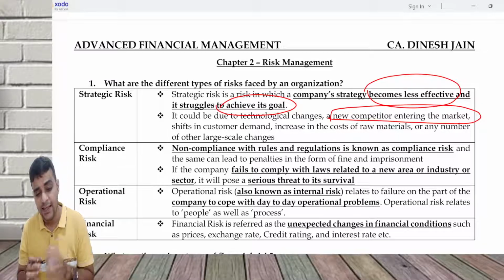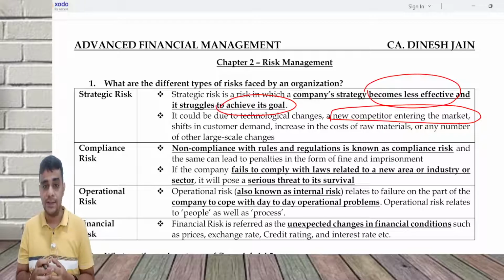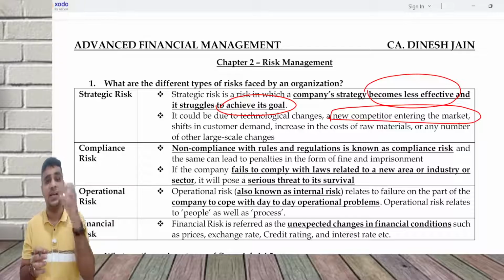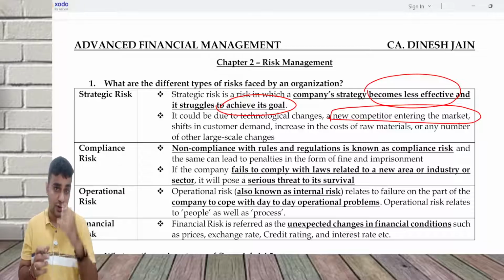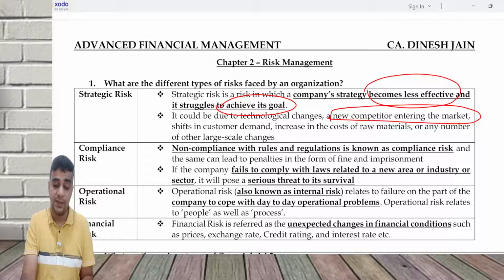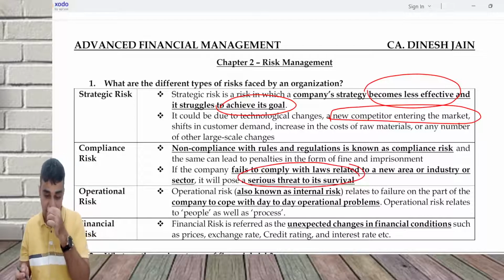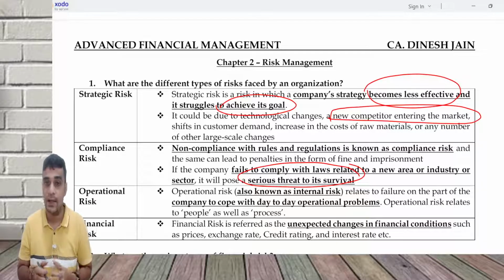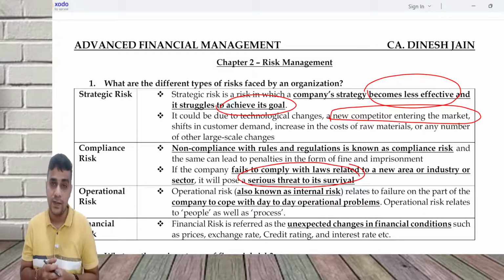Second is compliance risk. What is compliance risk? If an organization does not comply with various rules, regulations, acts, then it will lead to trouble for them because it can lead to huge fines, huge penalties, and sometimes even the survival of that company can be a question mark. You cannot tell the government that you are not aware of a rule. Ignorance cannot be taken as an excuse for not complying with rules and regulations.